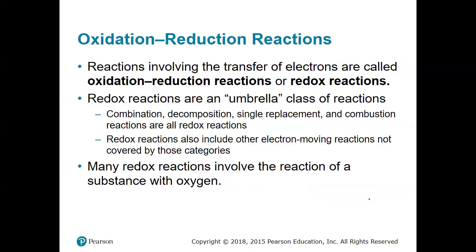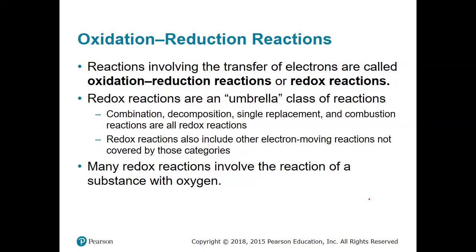Now, the last class of reactions that we did not get a chance to talk about on Friday was this broad class of reactions called oxidation reduction reactions, or redox reactions. This umbrella class is kind of a catch-all for any kind of reaction that would involve moving electrons in a chemical reaction.